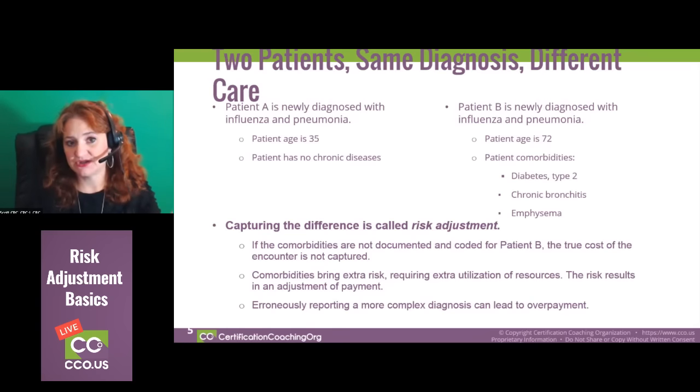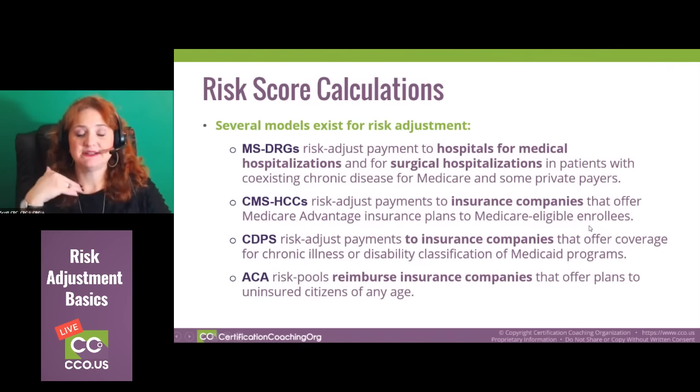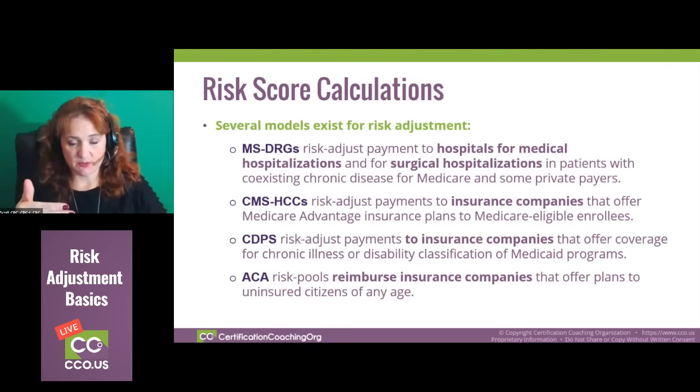Just knowing that the patient's 35 versus 72, that right there should tell us a 35-year-old is going to recover from pneumonia faster than a 72-year-old. So it's not just the diagnosis, but the dynamics of the person's condition as well as other factors. What happens is, for risk adjustment, we come up with a risk score calculation.